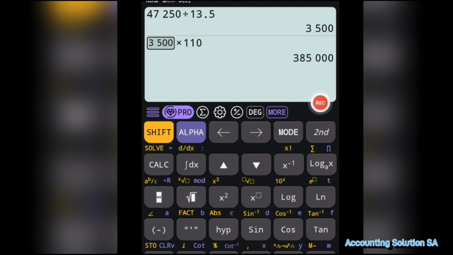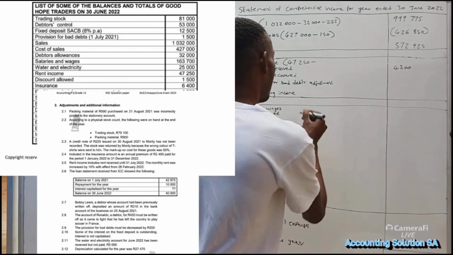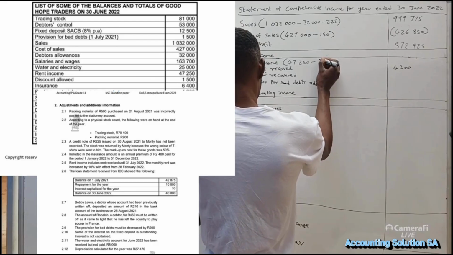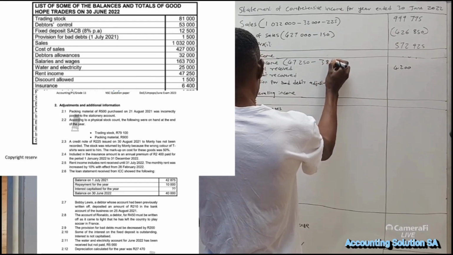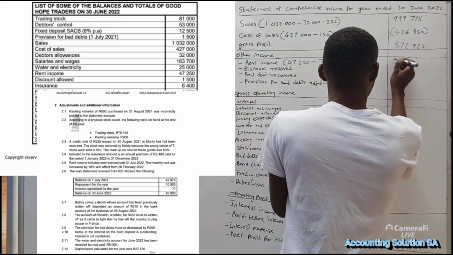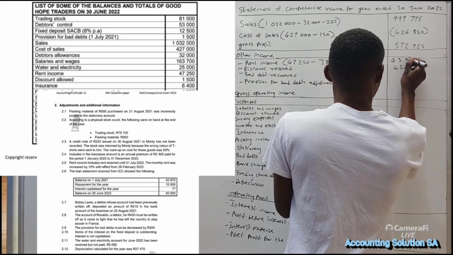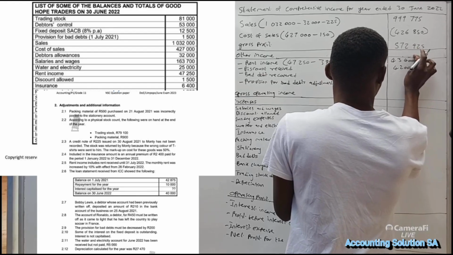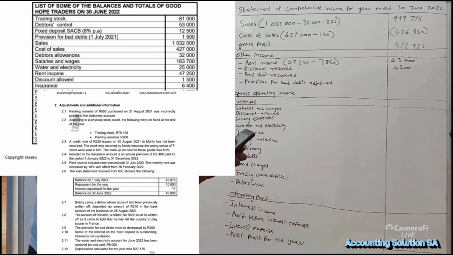Okay, then you're going to get an amount of 3,850. So this is how you should calculate the rent when you are given a percentage increase. Okay, then after that you are going to subtract the amount that we got on our calculator of 3,850. Okay, then after that you will get an amount of 43,400. Okay, now let's proceed.